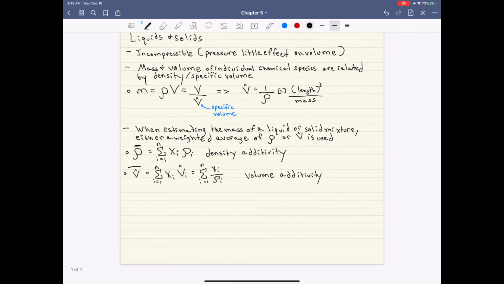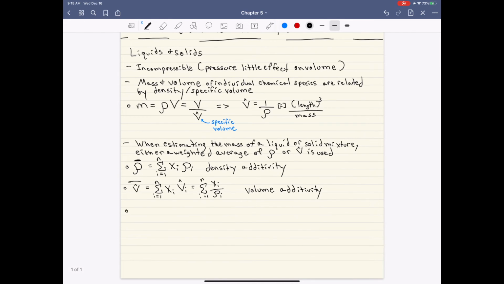And the reason I make a big point about this is because typically a weighted average based on density additivity is not going to be equal to the reciprocal of the weighted average via volume additivity. Okay, so those numbers usually are not equal to one another. So depending on what you use, either rho average or V hat average, you may get a different number for mass.